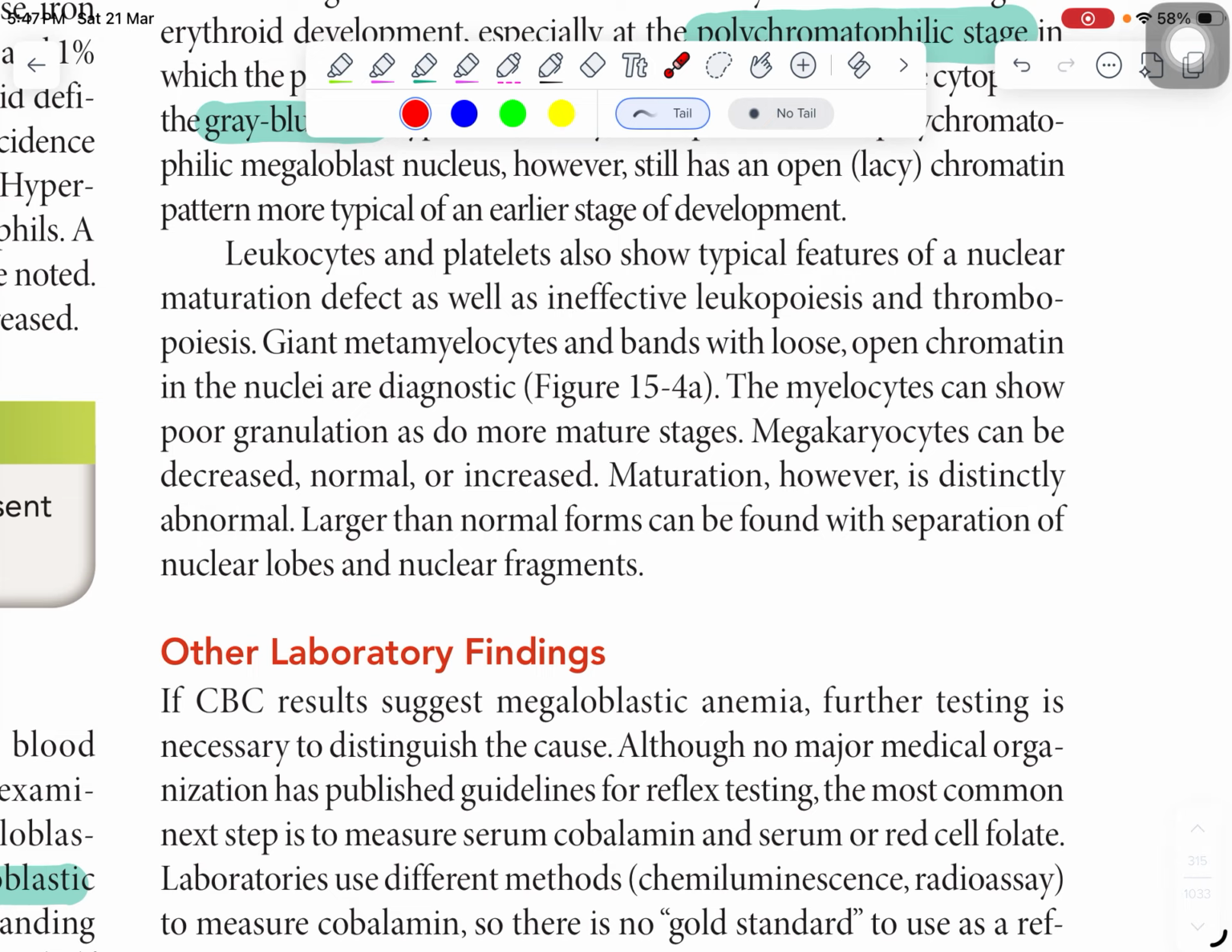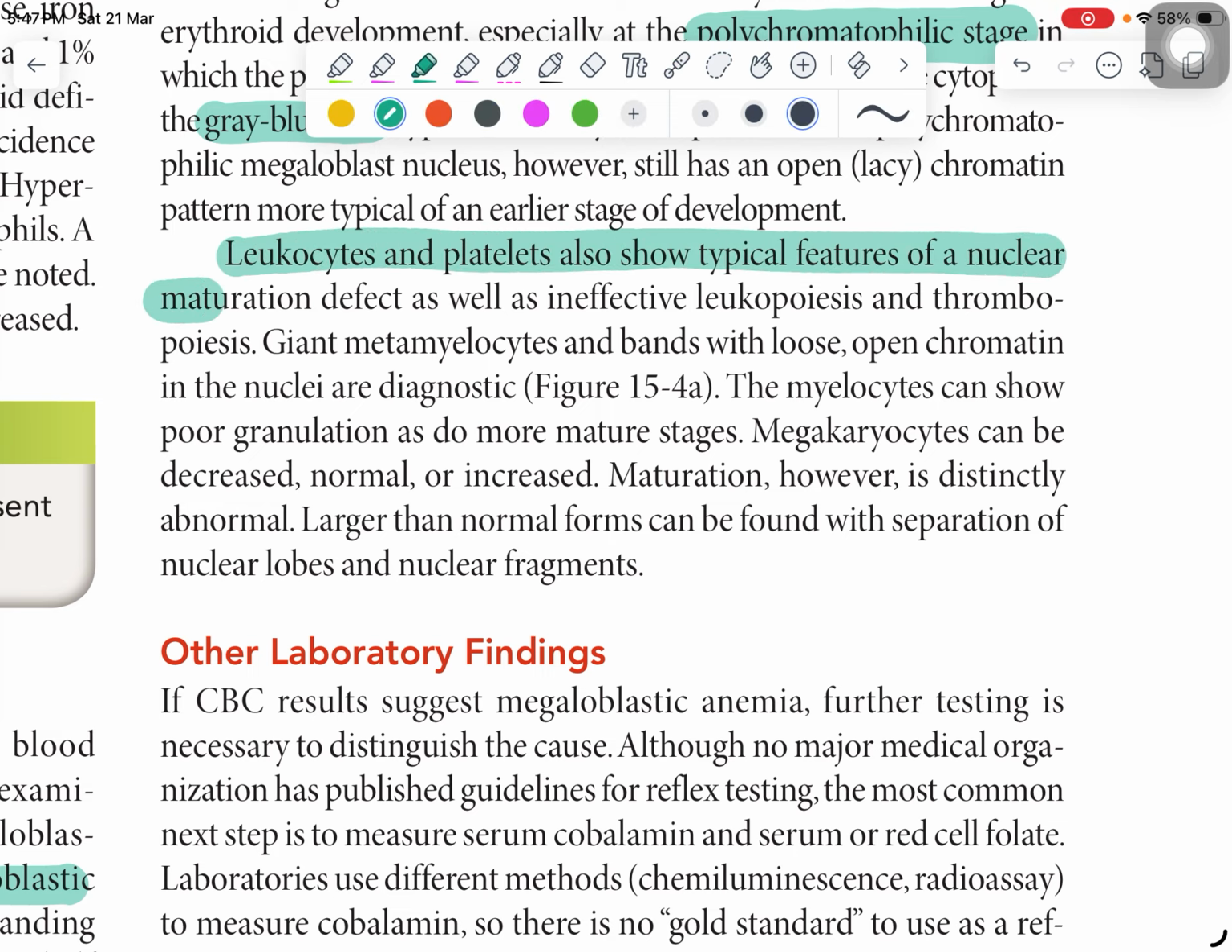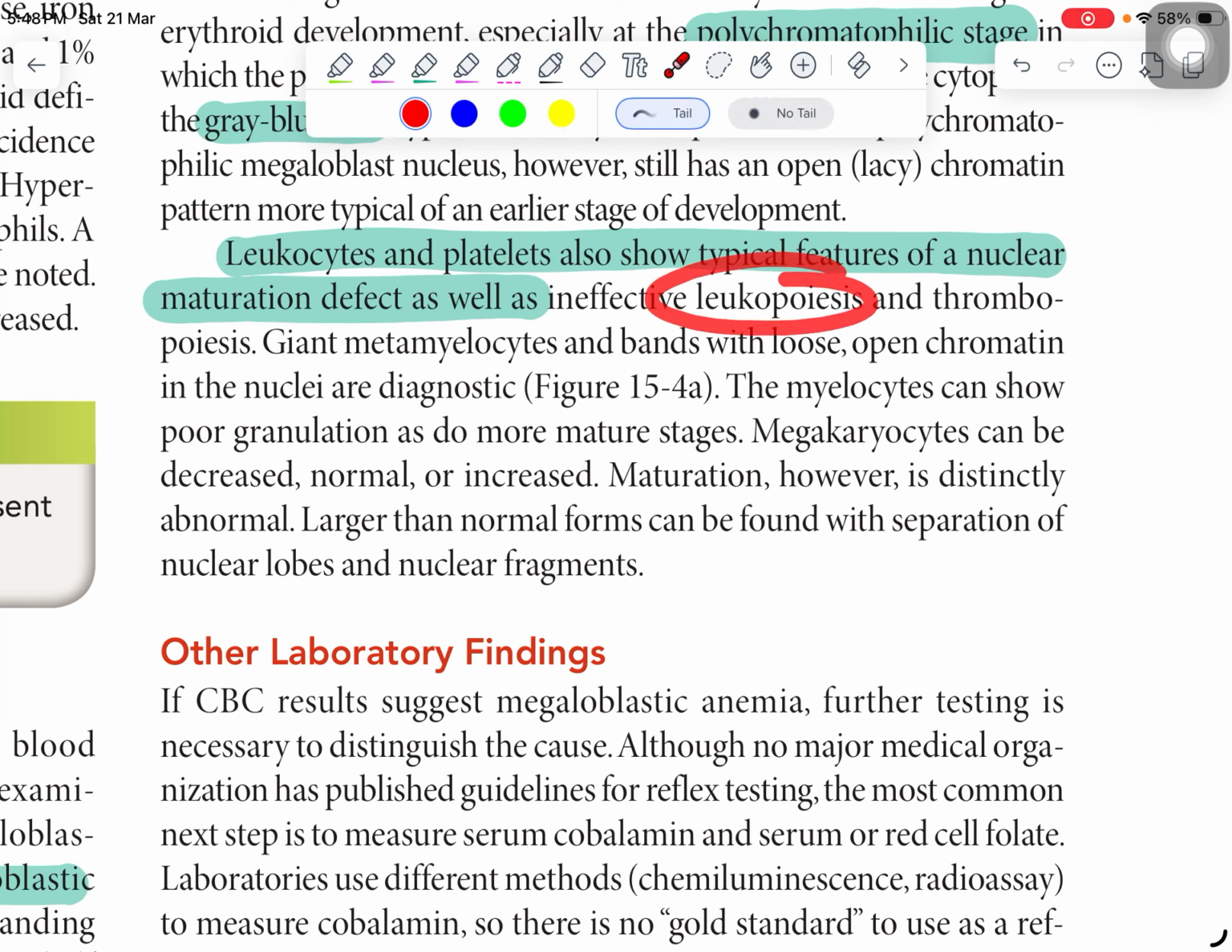Leukocytes and platelets also show typical features of a nuclear maturation defect. They also show the nuclear maturation defect, it is at the blast level, so that's why they show nuclear maturation defect, that is in leukopoiesis and thrombopoiesis.